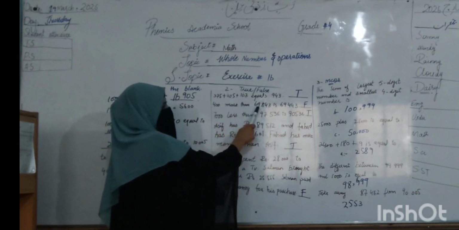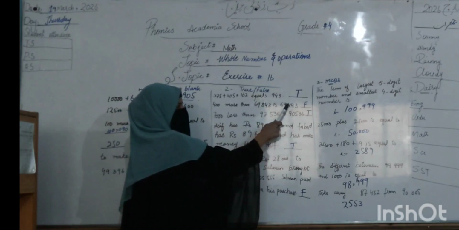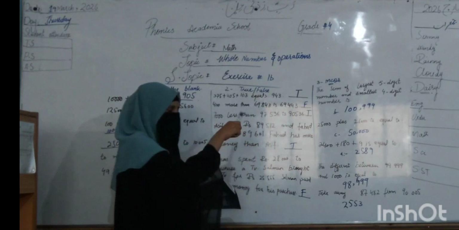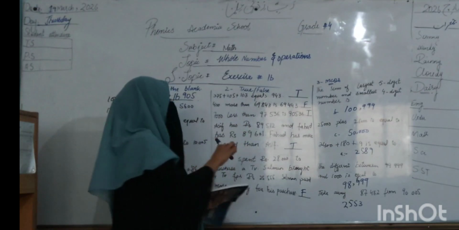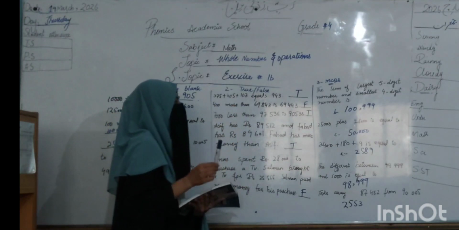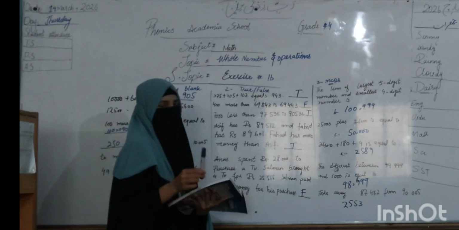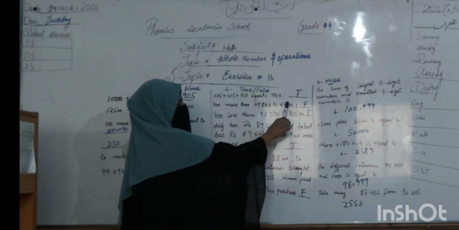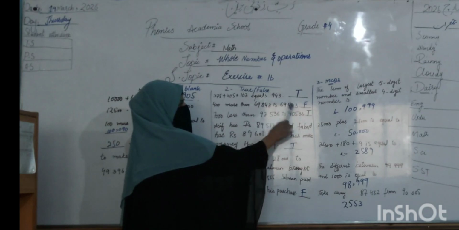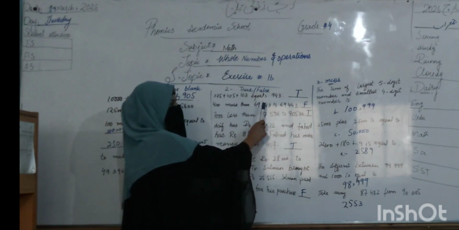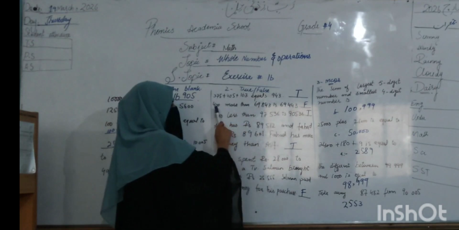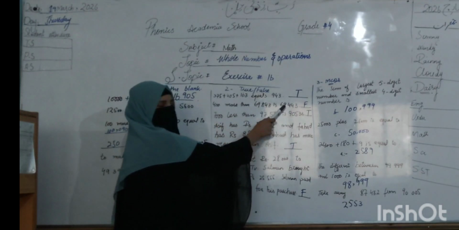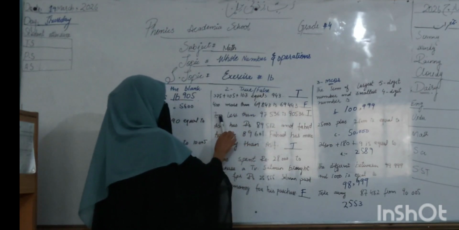400 more than 69,843 is 69,443. Students, this is 400 more, don't subtract. 400 more than 69,843 would be 70,243, but they said 69,443. So 69,443 is less than 69,843. So this statement is false, because they said more than, and in this statement we have less than.